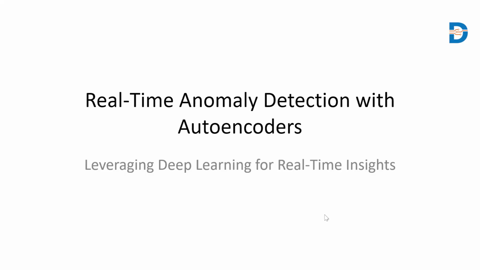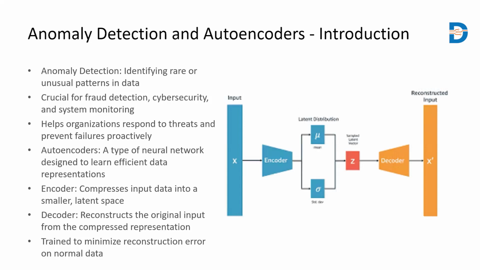Everyone. Today let us talk about real-time anomaly detection with autoencoders. Real-time anomaly detection involves identifying unusual patterns or events as they happen in live data streams. Now, what is an anomaly? Anything that is not normal or is abnormal, anything unusual, can be identified as an anomaly in the data.